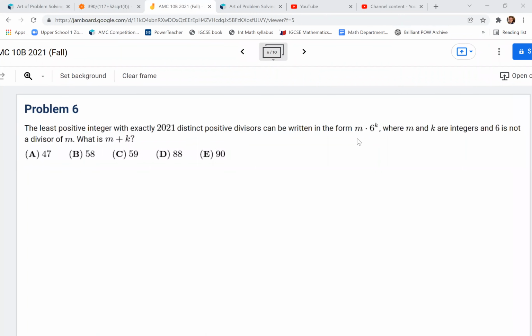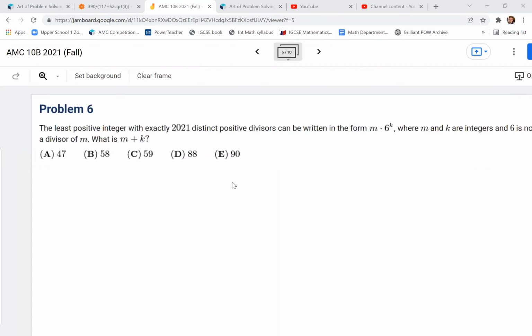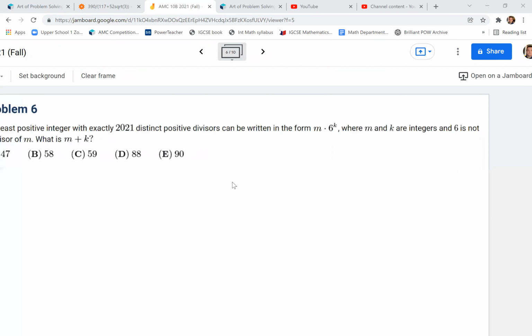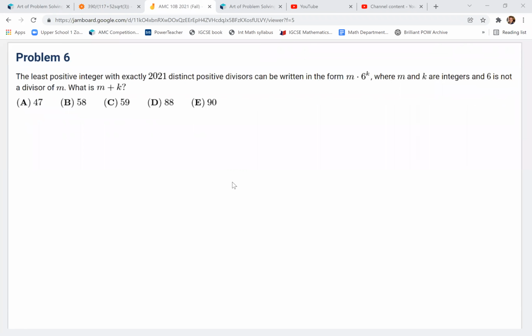So guys, I'm going to go over AMC 10B 2021 fall, numbers 6 through 10. It gets a little bit trickier, but again, nothing really too challenging here.